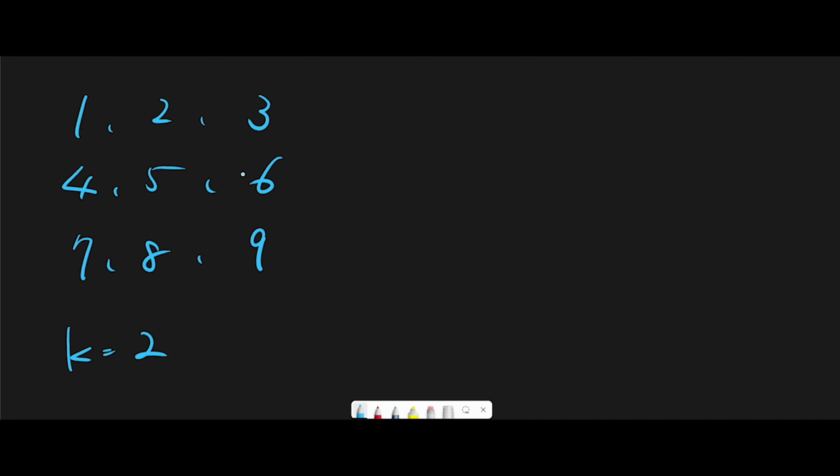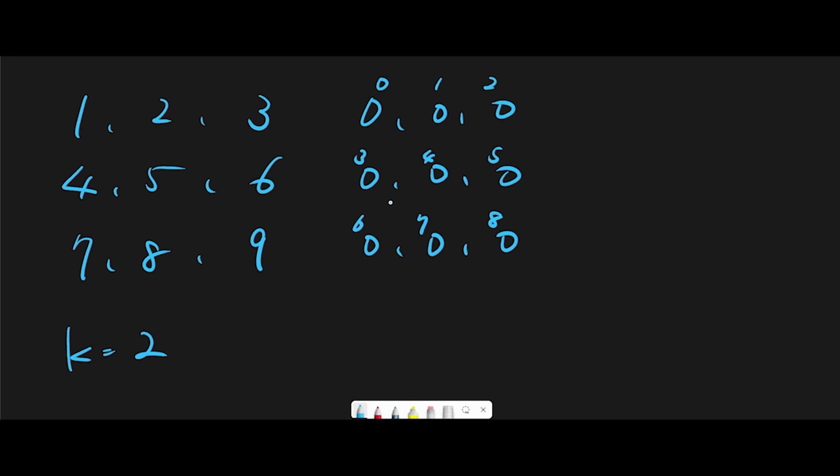Okay, in the second solution, we convert the 2D array into a 1D array, then calculate the position for the 2D array, and then convert the 1D array back to a 2D array. So that's why we need a copy of the 2D array. So create 0, 0, 0, initialized with all 0s, like this. And then first of all, if we convert the 2D array into a 1D array, this position is index 0, and then 1, 2, 3, 4, 5, 6, 7, 8, like this.